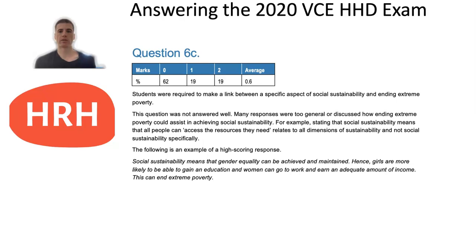There are lots of examples of social sustainability, so that could include things like access to education, it could include things like access to rights, such as legal rights within a country. So you had to make sure that you mentioned something that was specific to social sustainability and then linked that on to reducing extreme poverty.